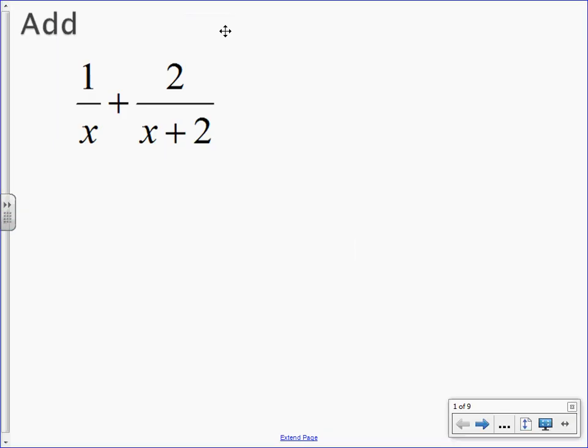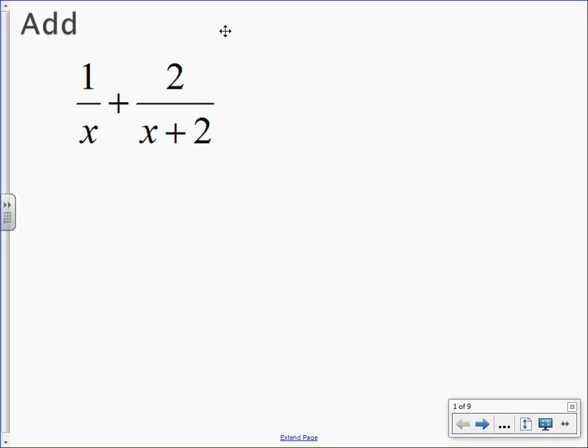Okay. Up here on the board, I have a problem. How, ladies and gentlemen, how would we add these together? Find a common denominator. And what would our common denominator be?